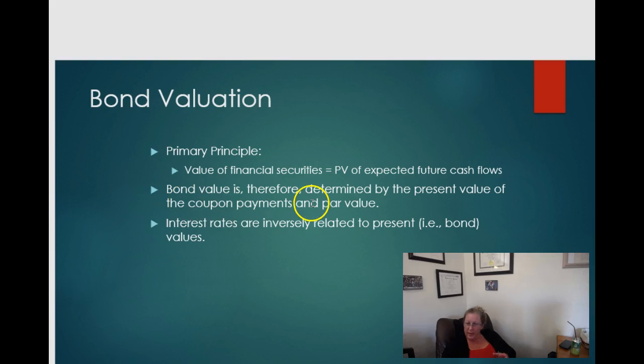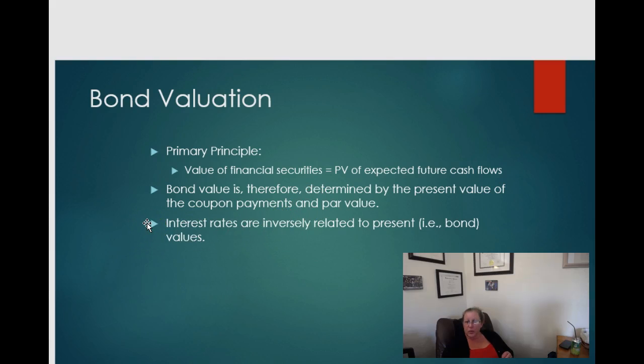Whatever the coupon payments are, they can be yearly, they can be twice a year, they can be four times a year. Often they're twice a year. And then the par value, the initial amount, the face value of the bond.